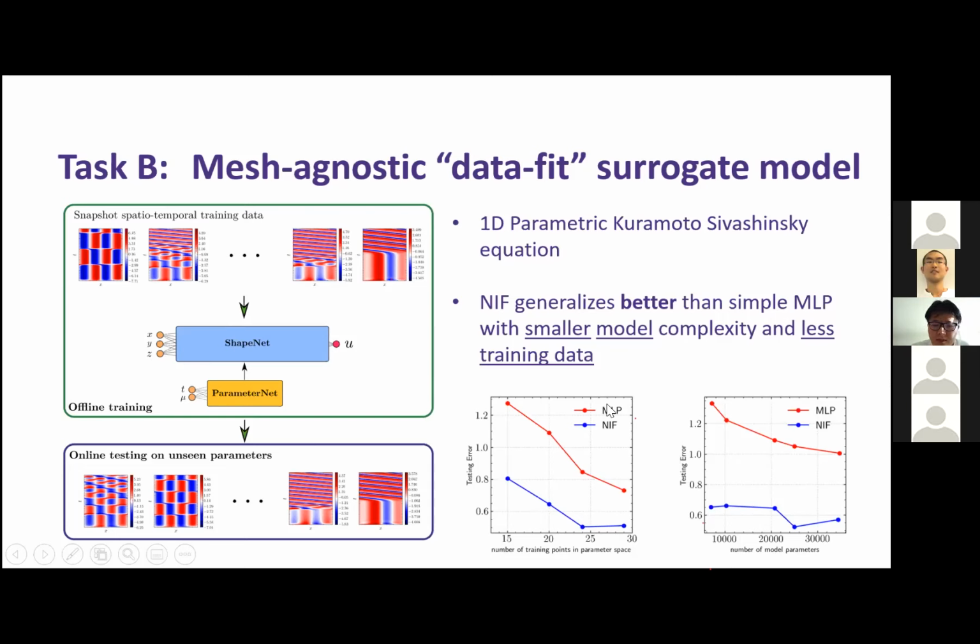As you can see here, it's interesting that neural implicit flow generalizes better in this problem than the simple MLP, with smaller model complexity and less training data. When you have the same number of training data points, the NIF always generalizes better than the MLP approach, just like the physics-uninformed neural network. If you have the same number of model parameters, NIF also generalizes better than the MLP here.